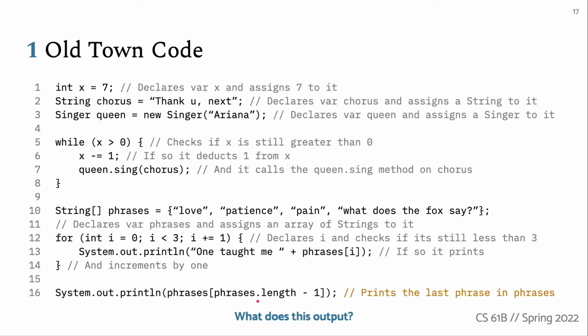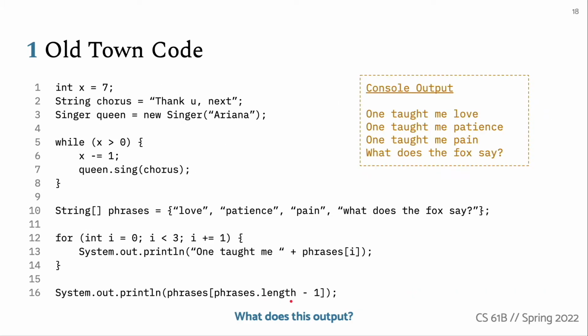Unlike Python, you cannot do negative indexing in Java, so you'll have to do phrases.length minus 1. The final output is "1 taught me love, 1 taught me patience, 1 taught me pain, and what does the fox say?"